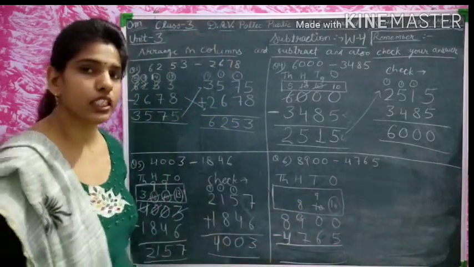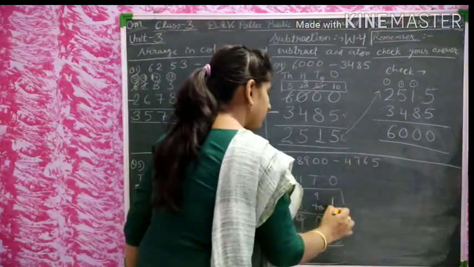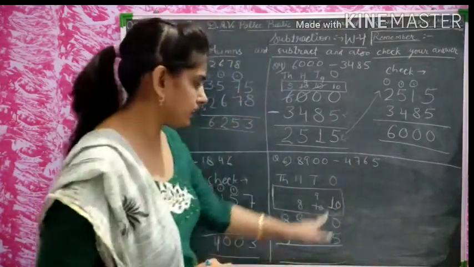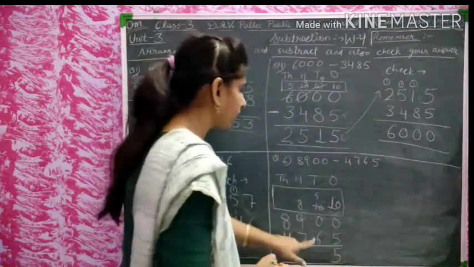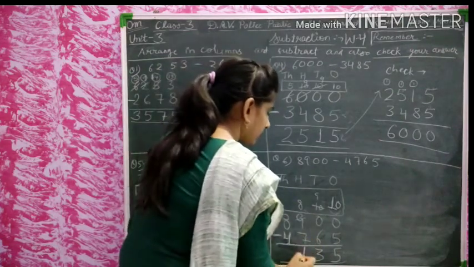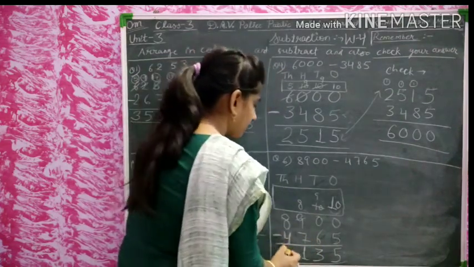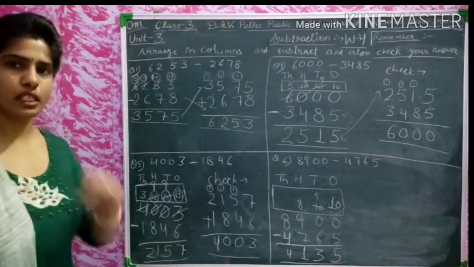Clear, students? Now we are subtracting here. This will become 10. 10 minus 5, that is 5 here. 9 minus 6, that is 3 here. 8 minus 7, that is 1 here. 8 minus 4, that is 4 here. Okay, students, have you done?